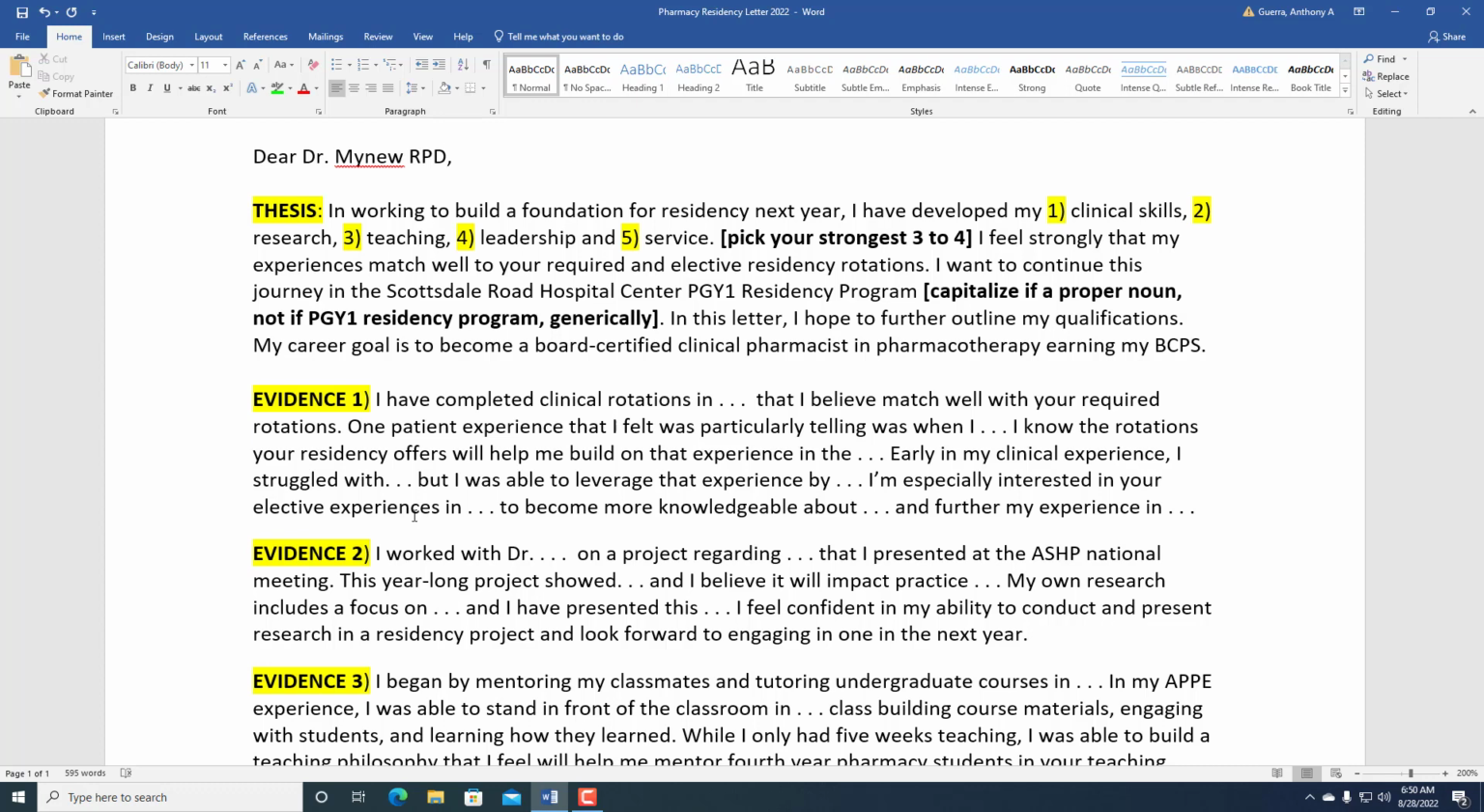The big thing here is that you match what's going to be important to them. So if it's an academic medical center with a teaching certificate, then clinical skills, research, and teaching are probably the big ones. Leadership and service may be important, but a little bit less so. If you're going to go to a community residency in a difficult socioeconomic area, service may actually be the most important one, that you have served in underrepresented areas and that you have done that kind of work.